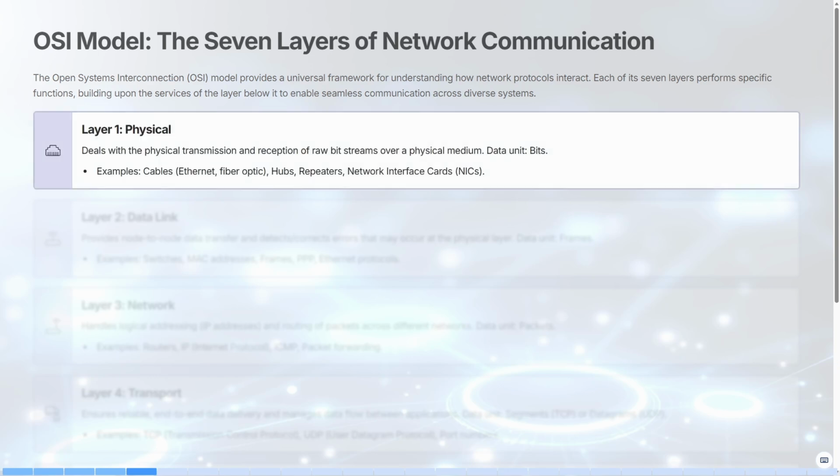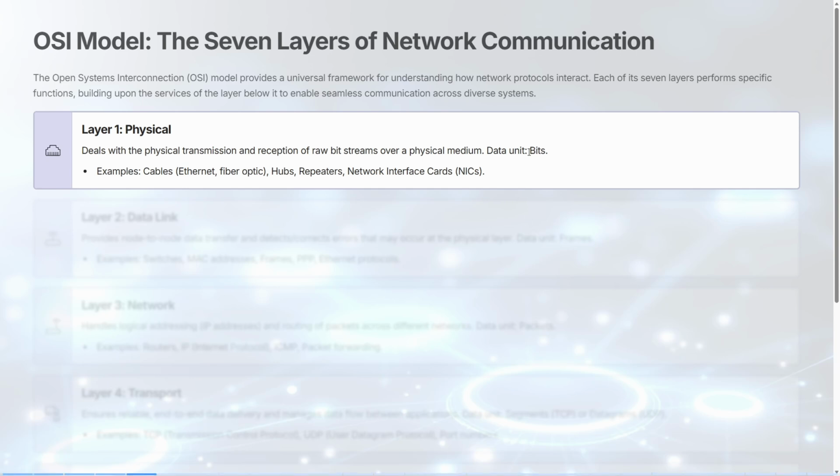So layer 1 we just talked about, that is the physical layer. That's dealing with the physical transmission and reception of those raw bit streams over a physical medium. In English, that means it's your hardware, right? Your cables, fiber optic, Ethernet, whatever type of cable may be, a hub, which is what was being described in that question, by the way, which is just where a signal goes in, and that's sent to every other device plugged in. There's no attempt to send it to a specific device. A repeater, right? The raw hardware. And data at this level is called bits.